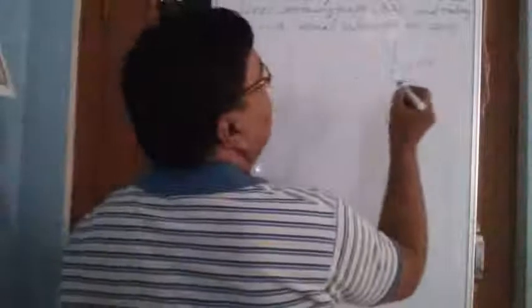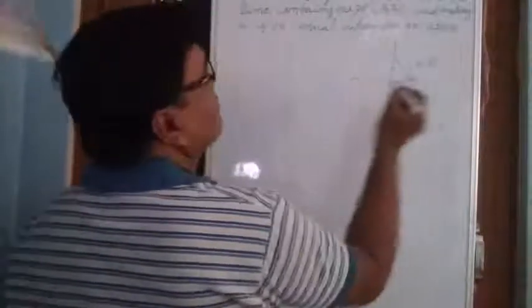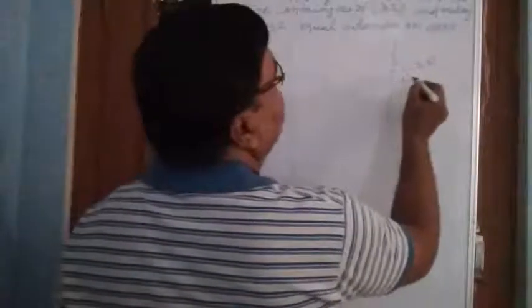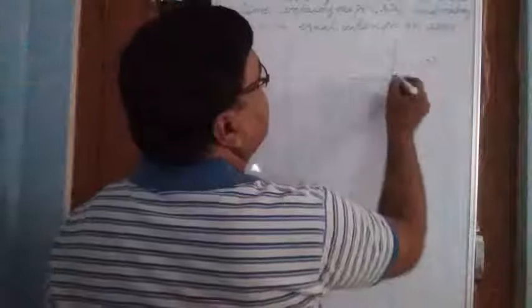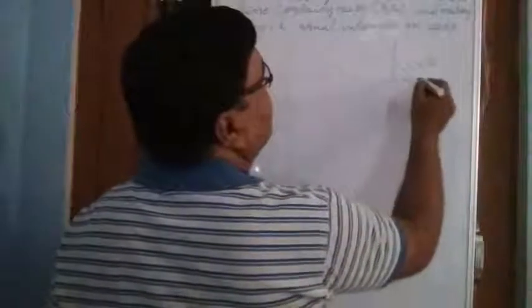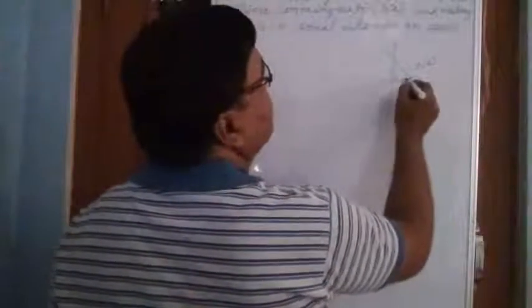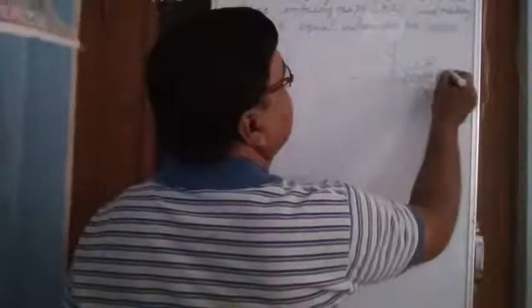To find this, first of all you have to find the angle. What is the angle the line forms here? It makes an equal angle, so it is 45 degrees, since this is 90 degrees. Therefore, this other angle is 135 degrees.